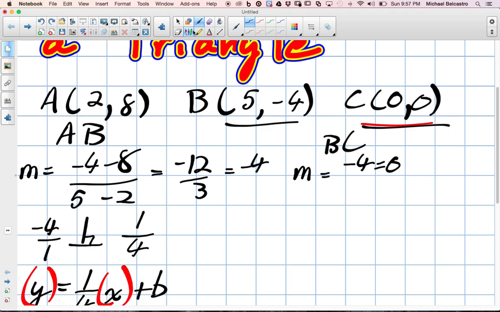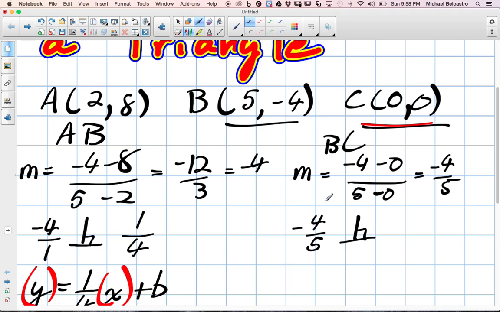Oh, that's funny. That decided to undo that part. Here we go. Sorry. Negative 4, subtract 0, there we go. And 5 subtract 0, which is going to give us negative 4 over 5. We need something to be perpendicular to that to find the slope of our altitude. So perpendicular to this will be positive 5 over 4.